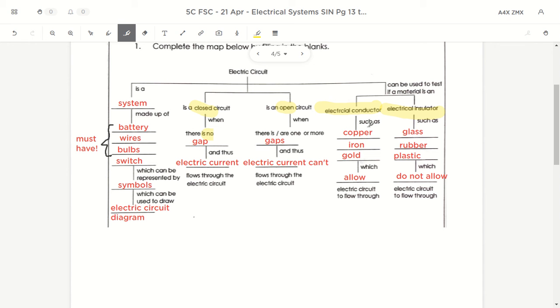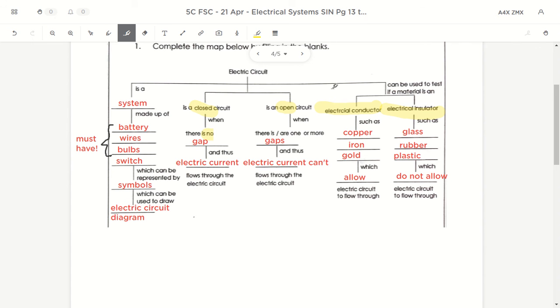Okay, an electrical conductor is able to allow electricity to pass through. Examples of them are copper, iron, and gold. So all these are actually metals. So electrical conductors are mostly metals. They allow electric current to flow through, the light bulb will light up. Opposite of electrical conductor is electrical insulator, usually non-metals, so glass, rubber, plastic, or anything that's not a metal. They do not allow electricity to pass through, electric current cannot pass through, light bulb cannot light up.